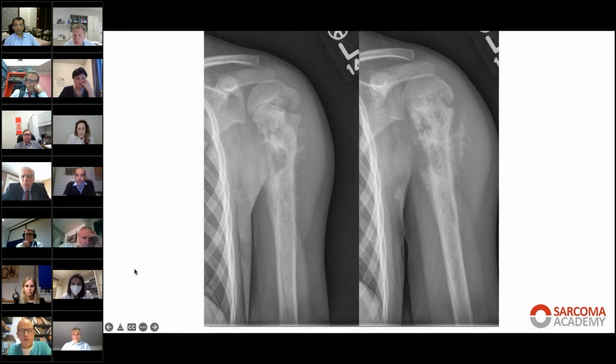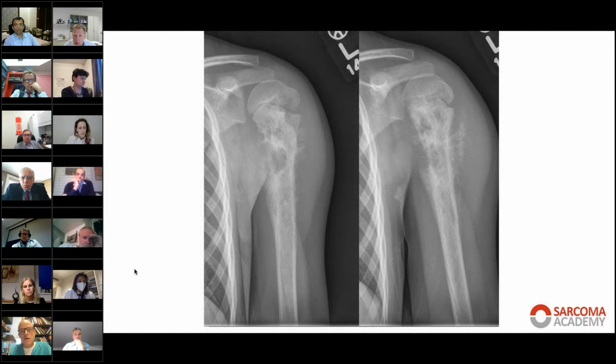So as you can see, she had a very ill-defined, aggressive appearing lesion of the proximal humeral metaphysis with almost classic appearing Codman triangle and extension into the soft tissues.